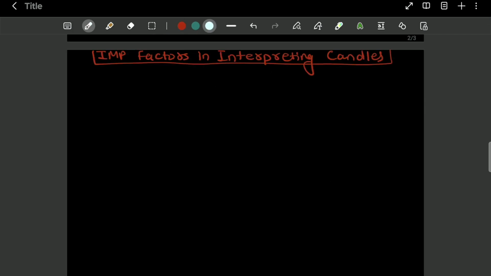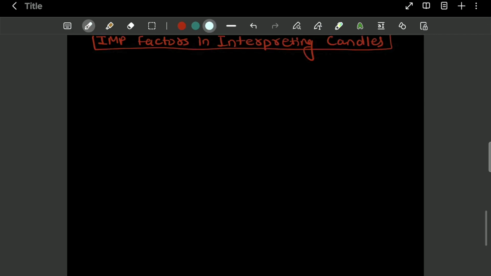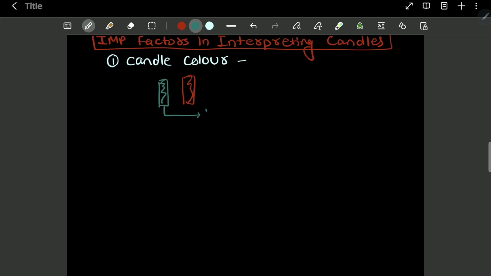Okay, so the next topic is important factors for interpreting the candles. Now we are going to learn how to read the candle. The first part will be candle colors. As we know, we have two candle colors, a green candle and a red candle. We consider the green candle bullish, or bull, and the red candle bearish, or bear.